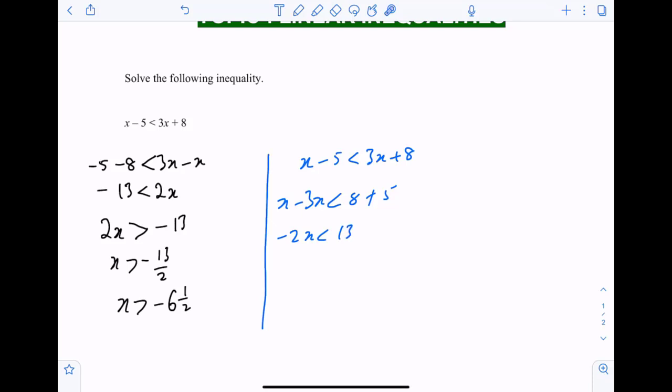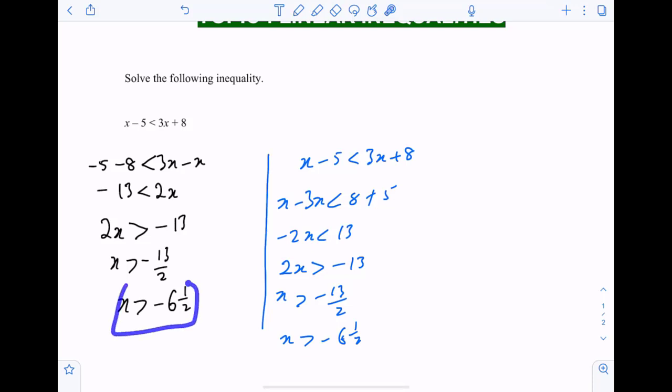Now this is when you have to make the x positive, because you are trying to find a positive x. So when you change this sign, you will have to flip your inequality. When you change the signs for this and this, flip the inequality. So x is going to be more than negative 13 over 2, x is more than negative 6.5, which is exactly the same as our first method.